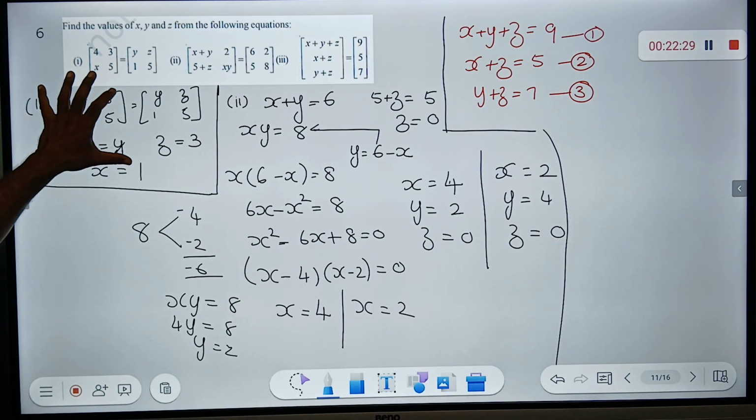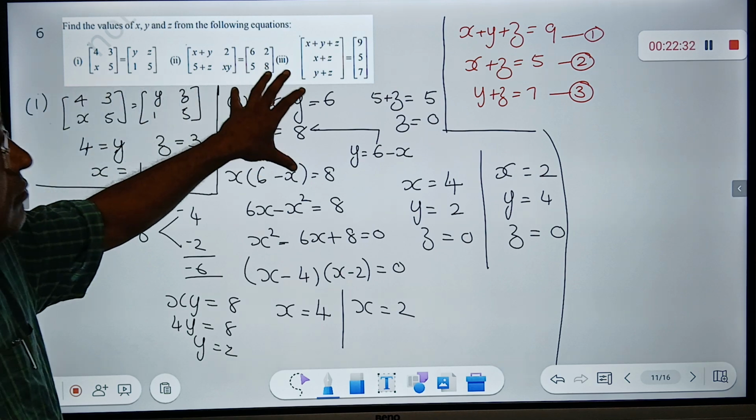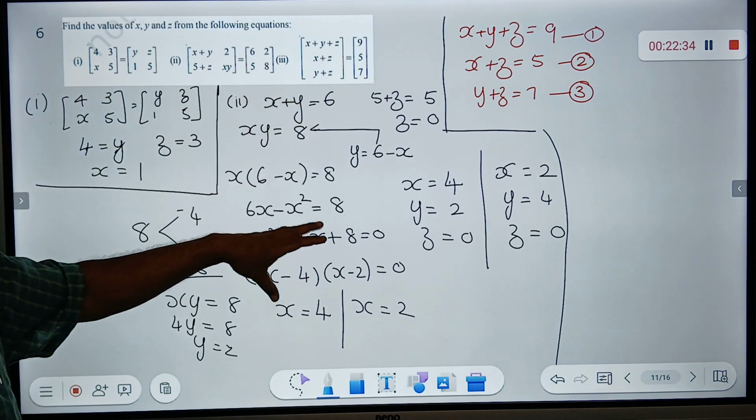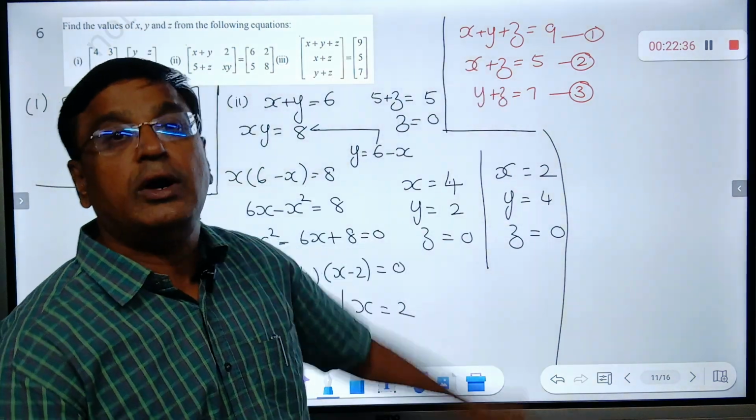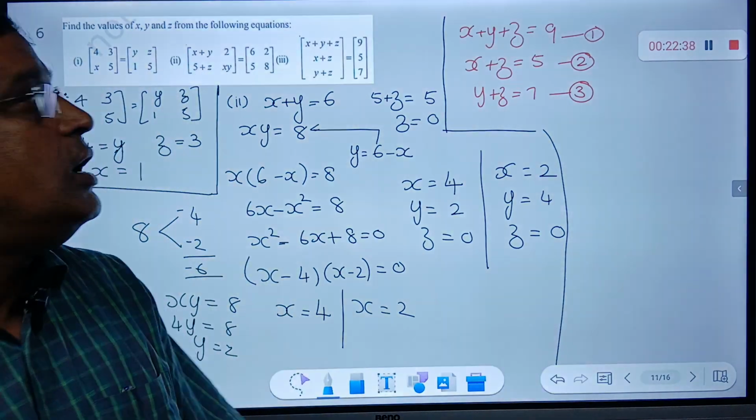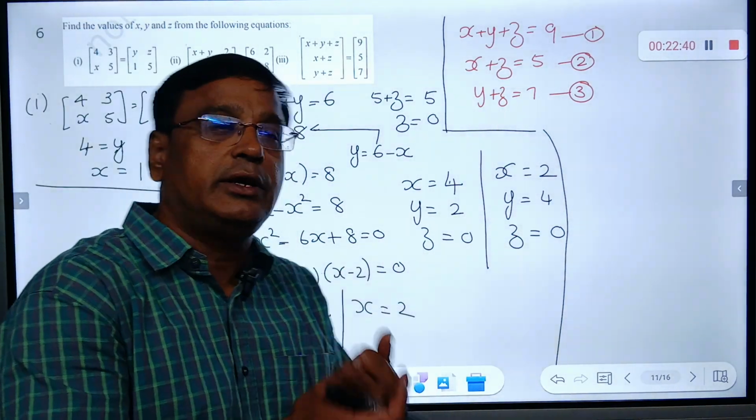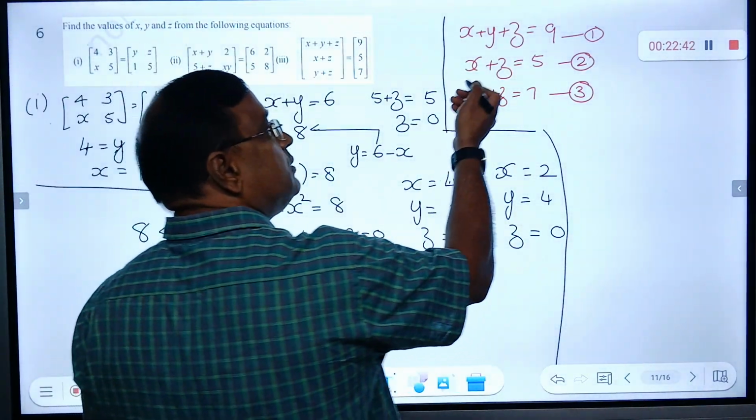So the first one was very simple. For the second one, you have to use a quadratic equation. The third one is even more interesting. You have 3 equations and 3 unknowns. How do I solve 3 equations and 3 unknowns? Very, very simple. Look at this question.